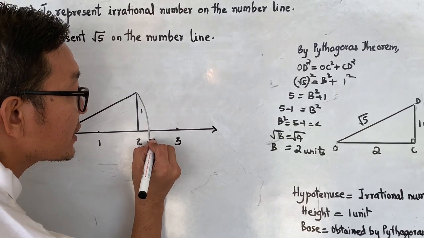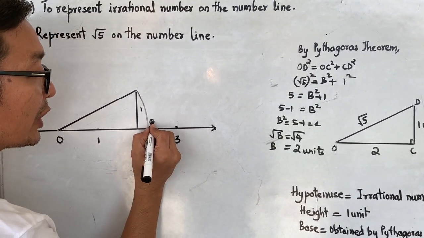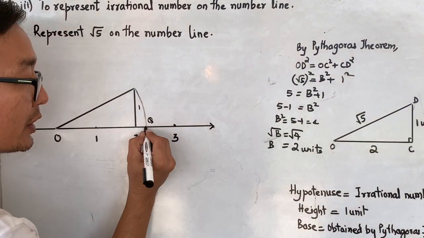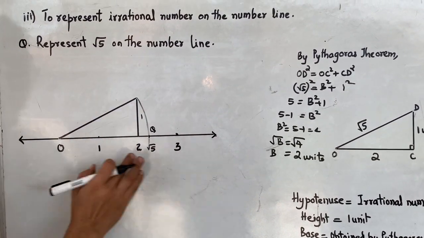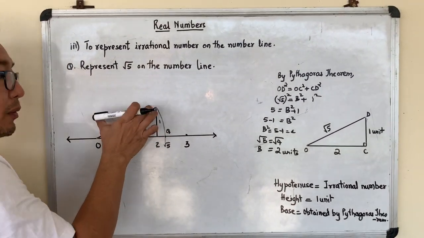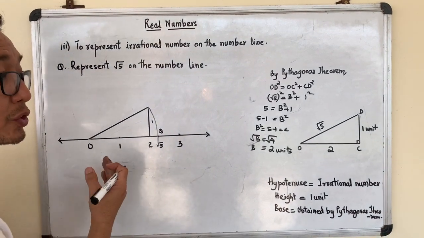This is nothing but root 5 on the number line. So we can give this point Q, and Q represents the irrational number root 5 on the number line. So this is how we can represent irrational numbers on the number line.